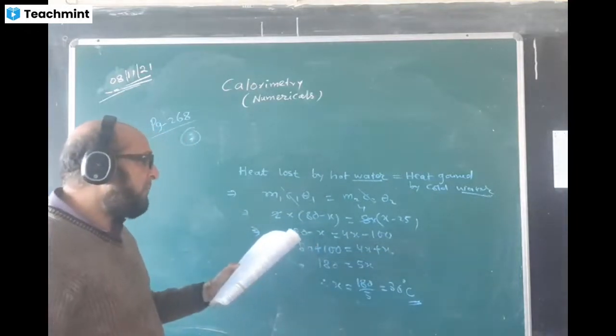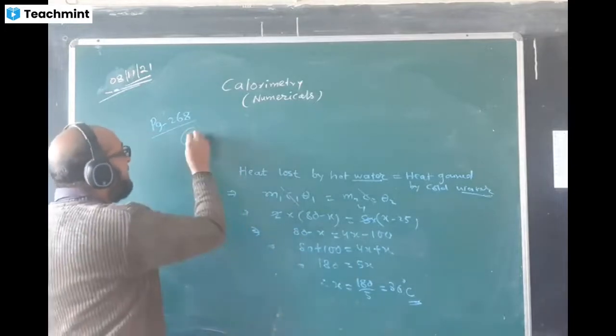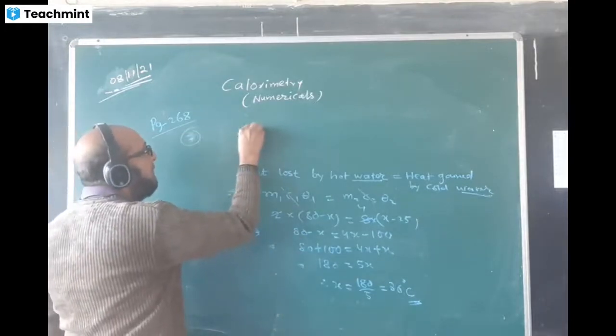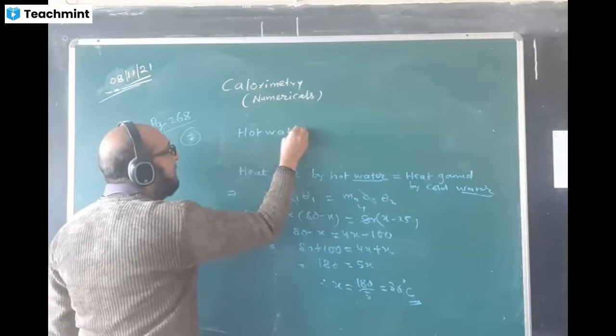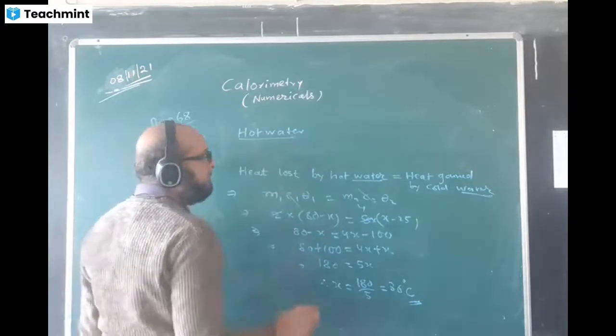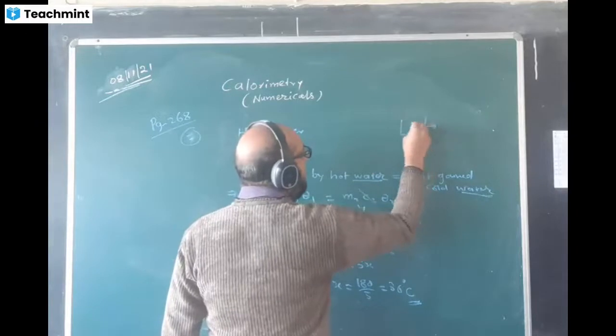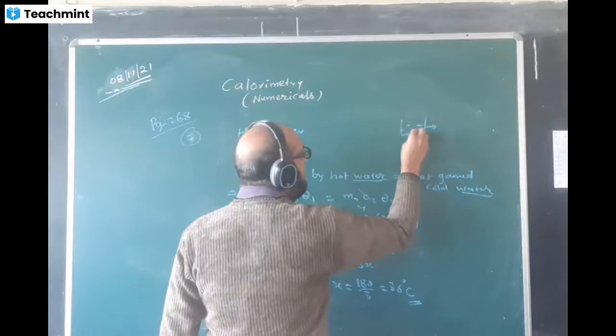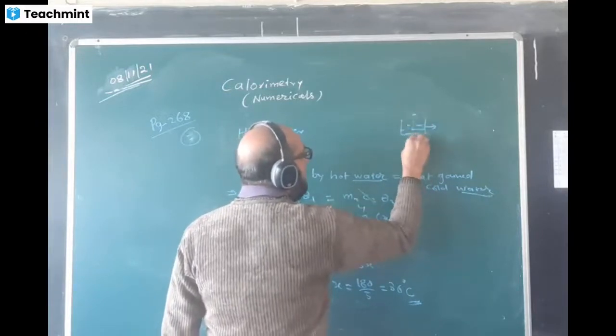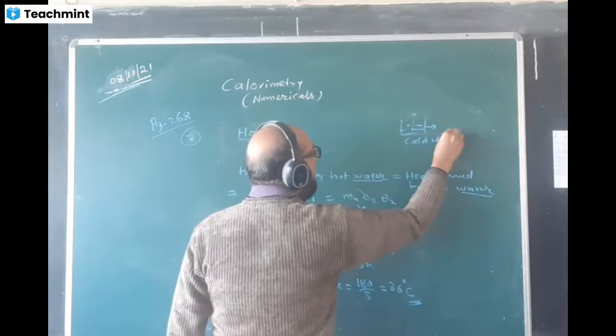They are saying 40 gram of water at 60 degrees Celsius. That means right here, hot water. This side you can draw a vessel which is having cold water. This is cold water. Cold water is there in a vessel.